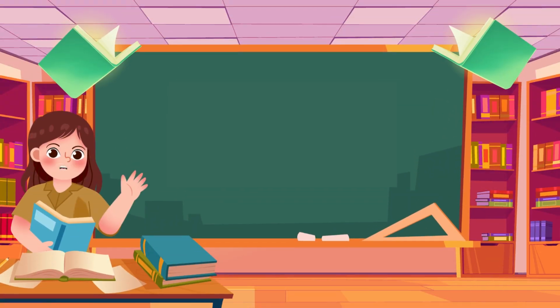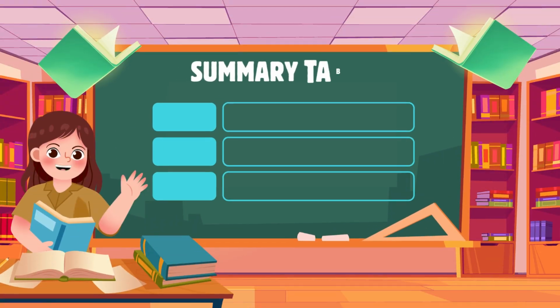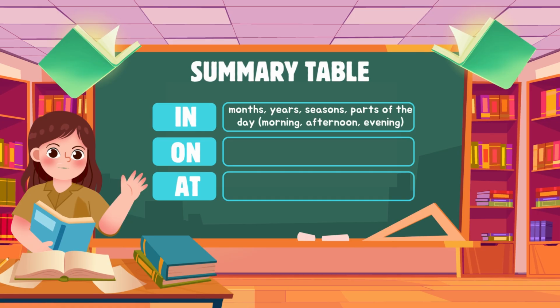Alright, let's wrap everything up with this summary table on the board. This will help you easily remember when to use in, on, and at. First, remember in. We use in for our biggest periods of time. That means months, years, seasons, and general parts of the day, like in the morning or in the afternoon. Next, we have on. We step down to medium-sized periods of time. We use on for days and dates, like on Monday or on January 1st.